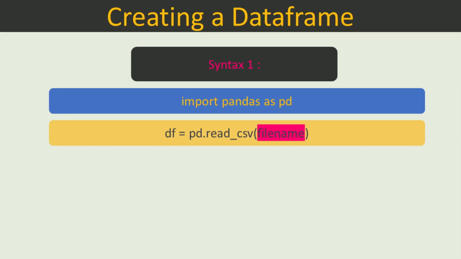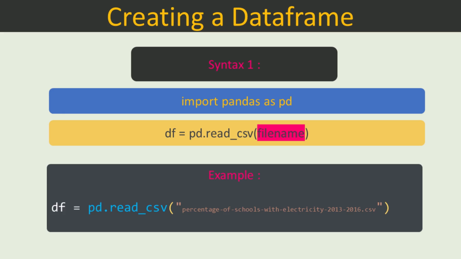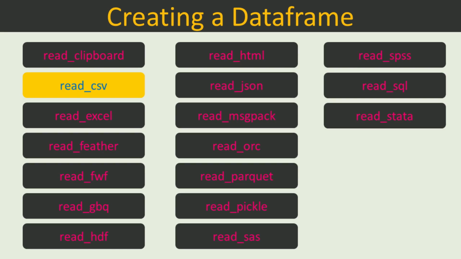File name is the name of the CSV file with the full path name. If the file is located within the same folder as that of the program, then you just need to specify the name of the file. The file path is not required in this case. Provided here is the example of how to read the CSV file which we have downloaded and set it as a data frame. In addition to the read CSV function, there are other read functions in Pandas that can be used to create a data frame. Such functions are as listed here. As you can see, Pandas supports varieties of data sources such as CSV, Excel, HTML, JSON. It can even fetch data directly from the clipboard as well.